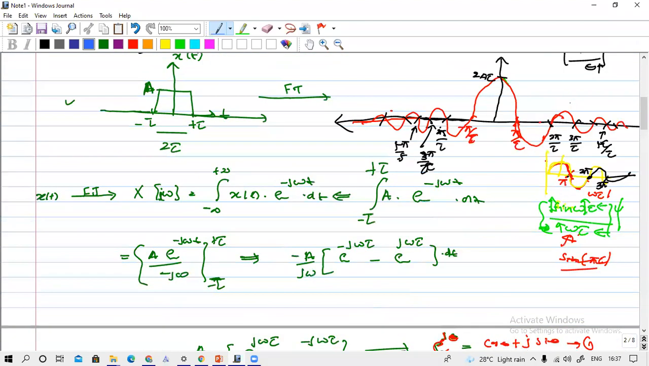So this is definitely okay. We have evaluated this. Here you can see that we have a rectangular pulse t by 2 tau, and we have this sync pulse, 2a tau sync omega tau. We have this.